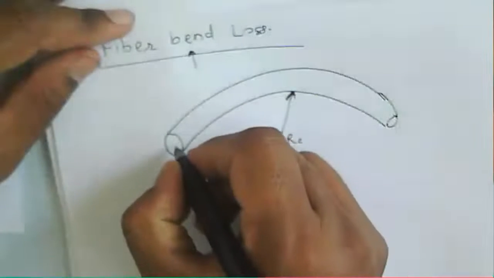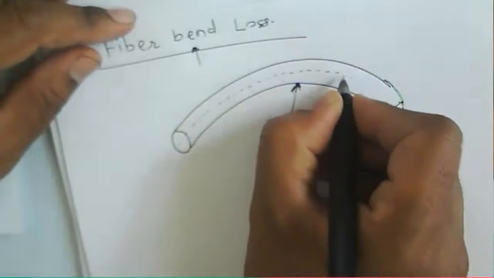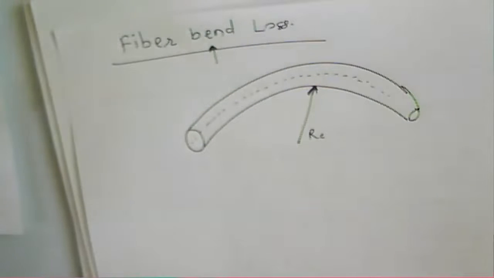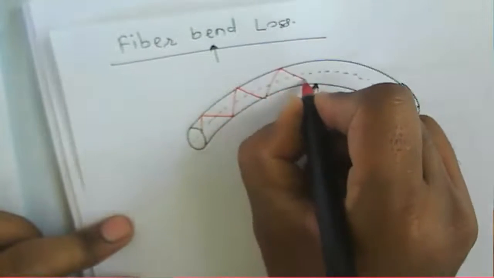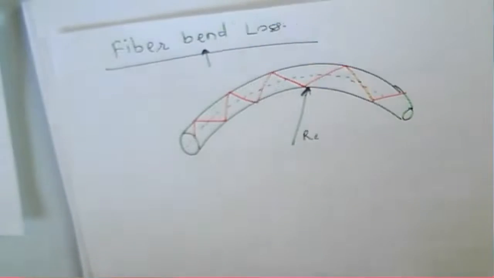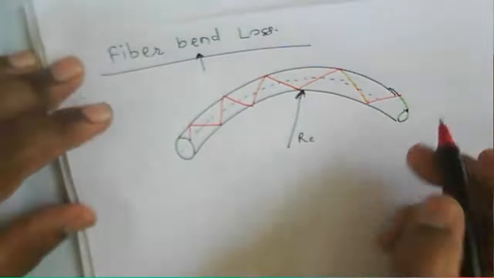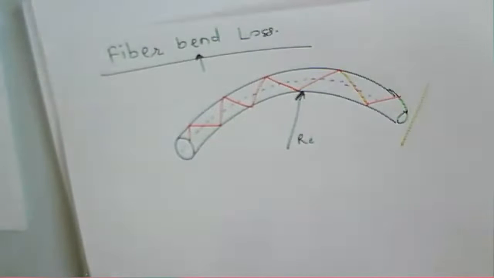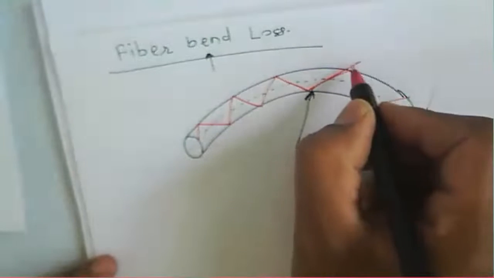Generally, your signal is propagating through the core. For a given fiber, there is a particular axis. At the bend, the signal is propagating through the fiber, but because of the bend the velocity of the rays increases. At the end we expect a plane wavefront, but because of the bend, the signal may propagate through the cladding. This is the cladding layer.